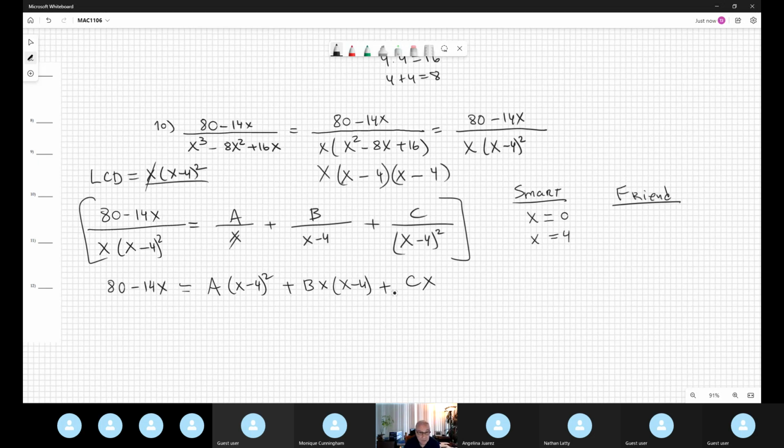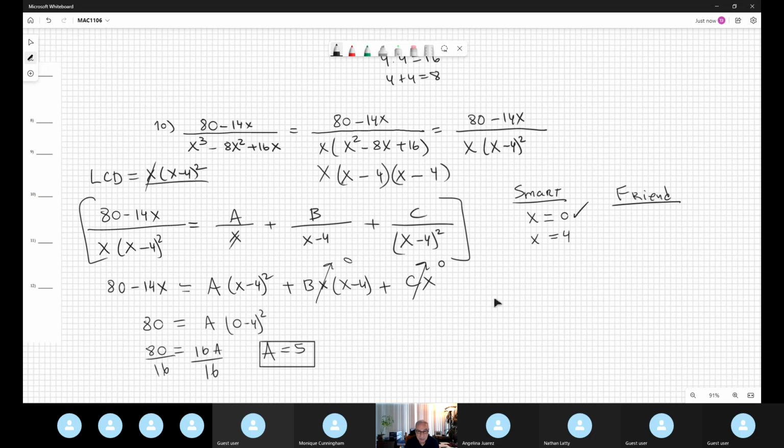Suppose 0, which I like. Then 80, because 14 times 0 is 0. This part disappears. A times 0 minus 4 squared. And that part is gone. And that part is gone. Okay, then 0 minus 4 is negative 4. Negative 4 squared is 16. 16A, divided by 16 both sides. A is 5. I did that.